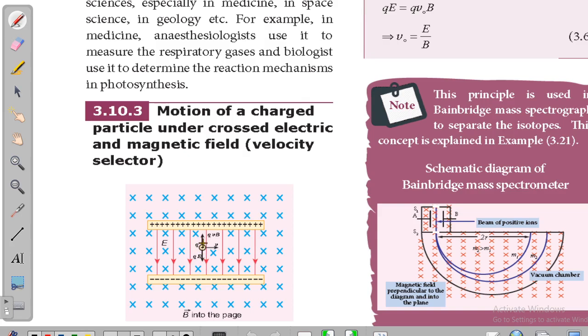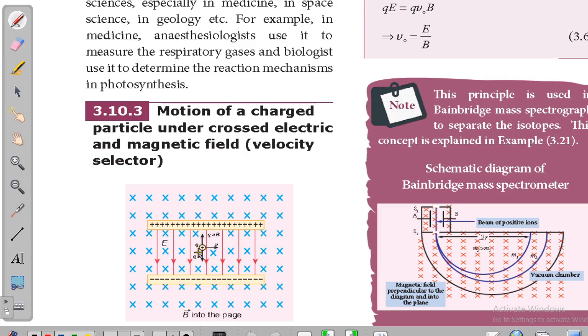The magnetic force due to the Lorentz force will act in the upward direction. The velocity of the charged particle will be directed towards the right side. The velocity is perpendicular to both the electric force and the magnetic force.